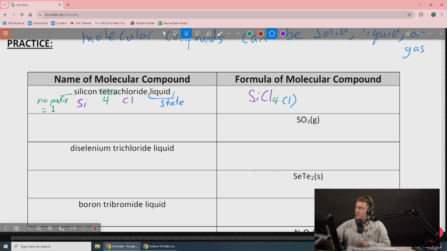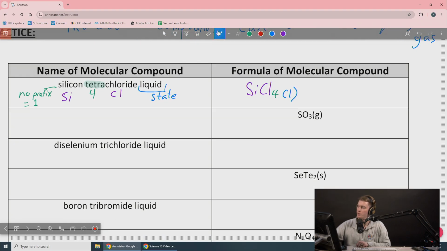Let's do a few more of these. So we'll do one that works from the formula back to the compound. If we look in this formula, there's only 1 sulfur, but there are 3 oxygens. 1 sulfur, 3 oxygens, and this G indicates it's a gas. Our first element gets named as is, so just sulfur. It doesn't get the mono prefix because it's the first element, even though there is 1 of them.